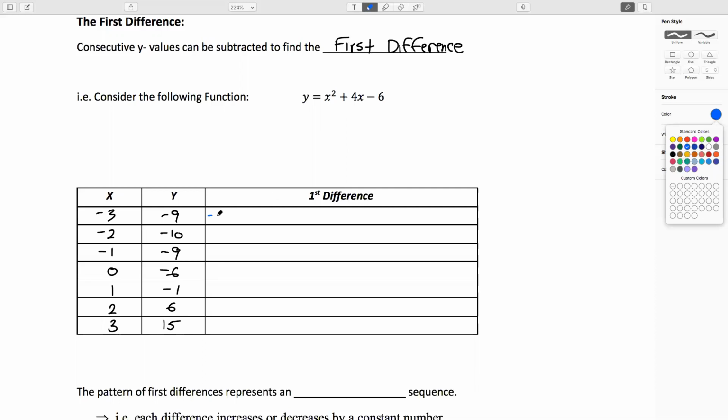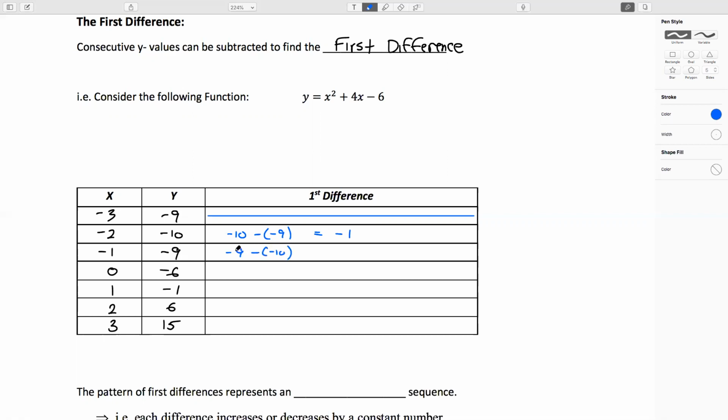So for the first difference, you won't have one for the very first point because there's nothing to subtract. So we can cross it off or we can write not applicable. The second one, though, the idea is you take your existing y value and you subtract the previous one. So this first difference would be minus 10 minus negative 9, which is like minus 10 plus 9, which gets us a first difference of minus 1. The next first difference will be minus 9 minus negative 10, which is like minus 9 plus 10, which gets us a first difference of positive 1.